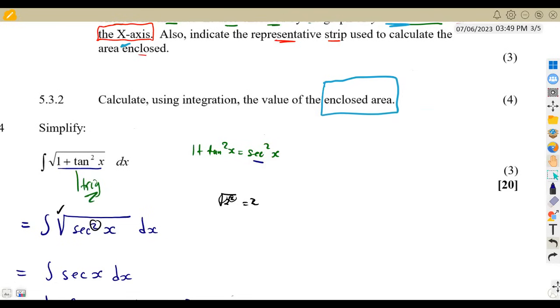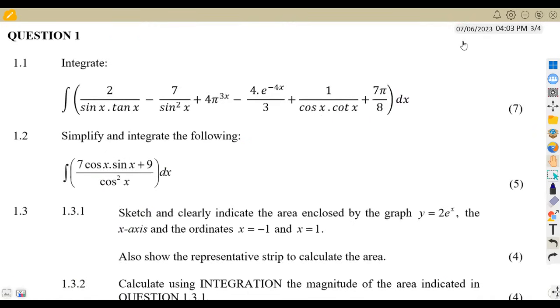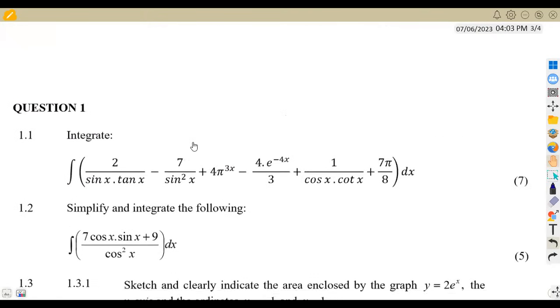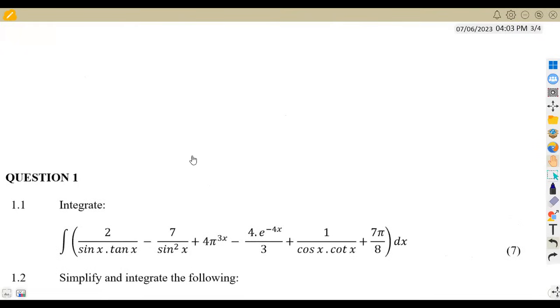So let us have another question so that we can properly see how they play around with these questions. Let us know more about these questions. All right, so if we check here, we've got another question that you're going to consider. That is to integrate. We've got 20 marks again. So these are the typical questions, like I say, that you need to know in preparation for exams.